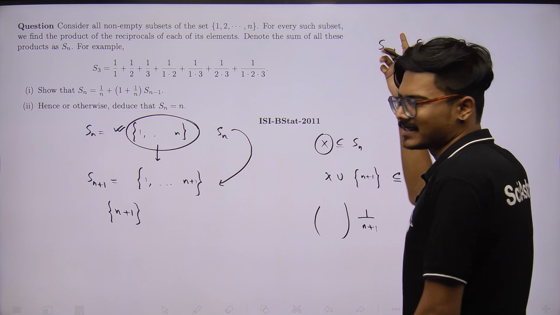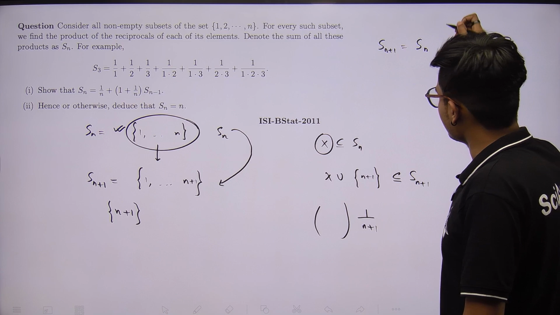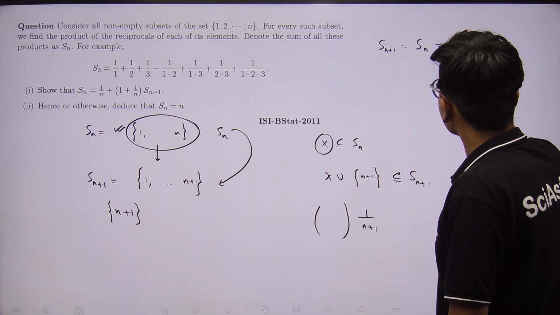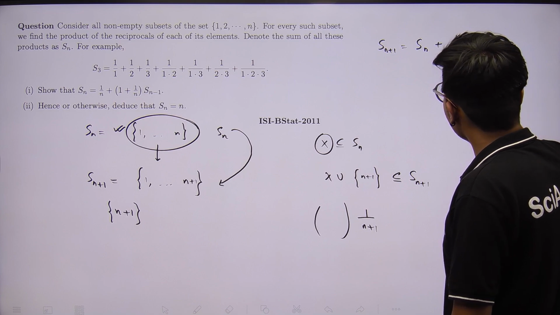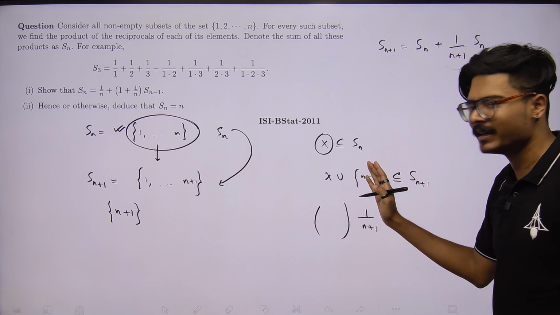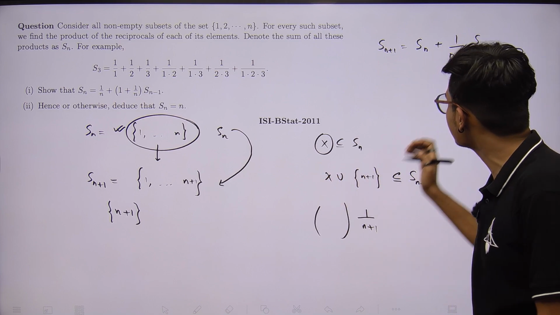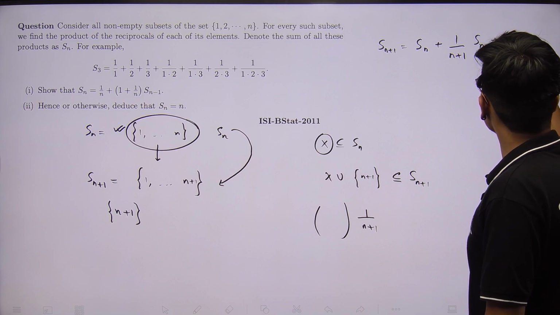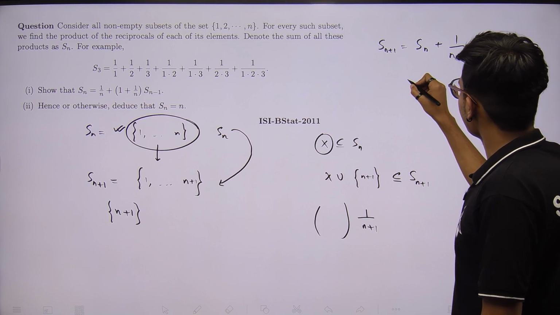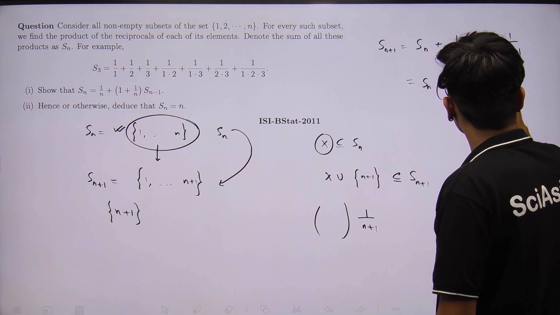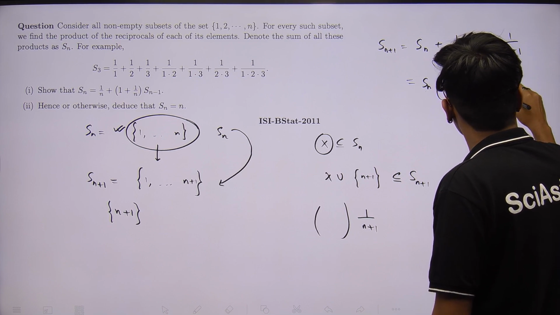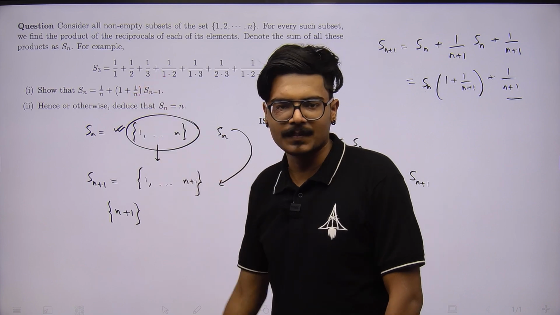So now this S represents a sum, okay? So Sn plus 1 is going to be Sn plus 1 by n plus 1 times Sn, because we can associate this element n plus 1 with all the pre-existing elements, plus you get the singleton 1 by n plus 1. So that gives you Sn times 1 plus 1 by n plus 1, plus 1 by n plus 1. Hence, by induction, we can claim that this first part is true.